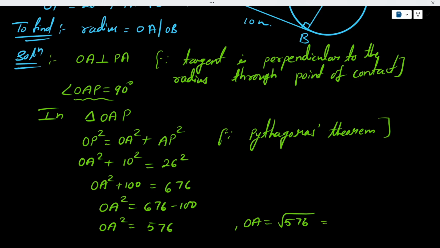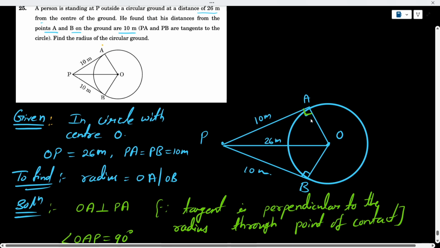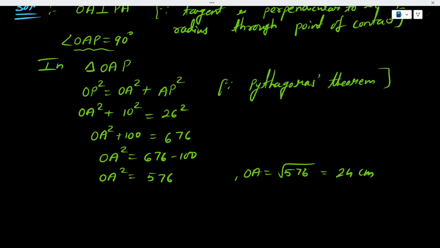It's a square of 24, so 24 centimeter. So you got radius as 24 centimeter using Pythagoras theorem. It's a meter, not centimeter. So make sure there's no mistake in the unit. So the answer is 24 meter.